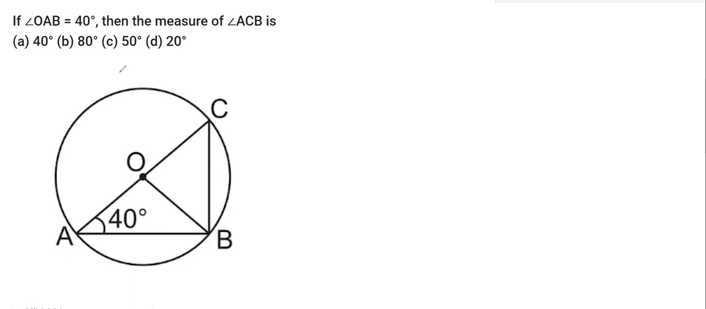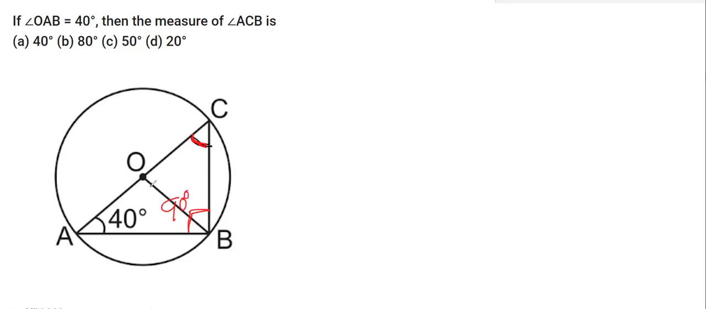In this next question, we are given the value of an angle. This is given as 40 degree, and we have to find the measurement of angle ACB. We have to get the value of this angle, that is ACB. But you can see that here O is the center, and we can say therefore this is the diameter, right? This is diameter. So we can find the value of this angle. As you know, angle in a semicircle is right angle. So this will be 90 degree.